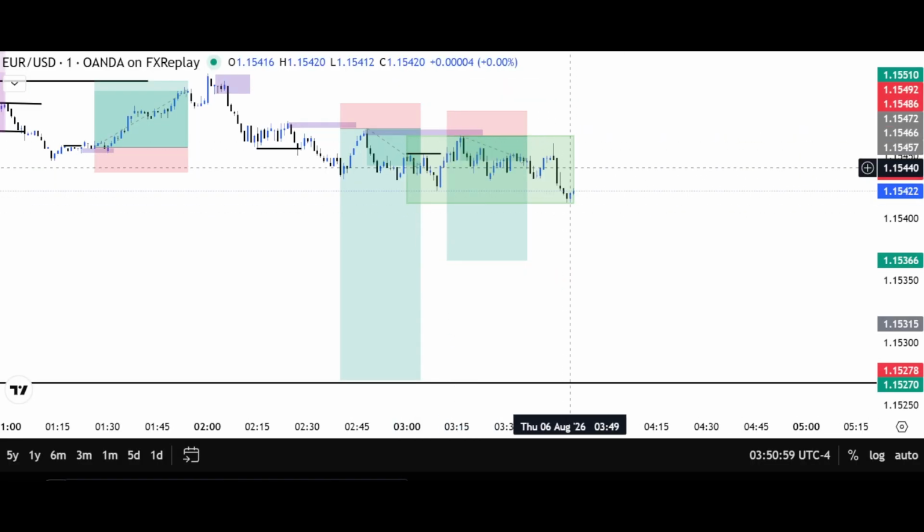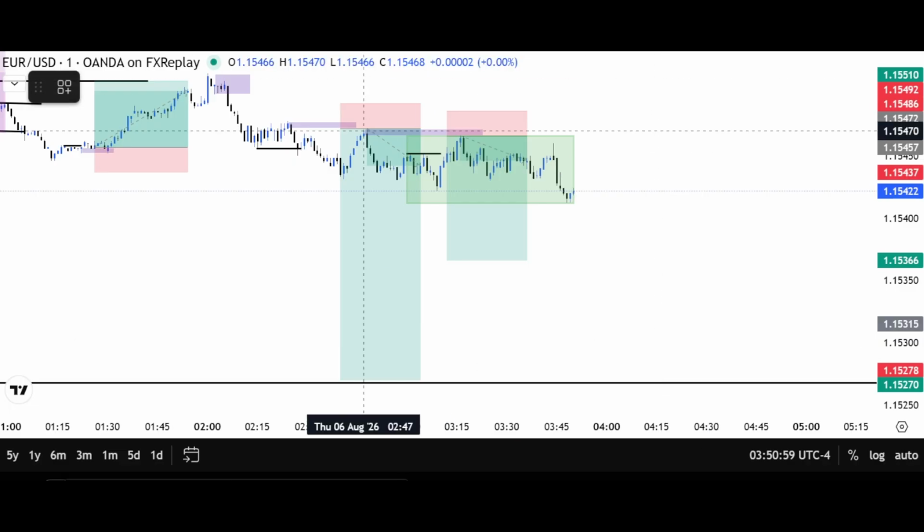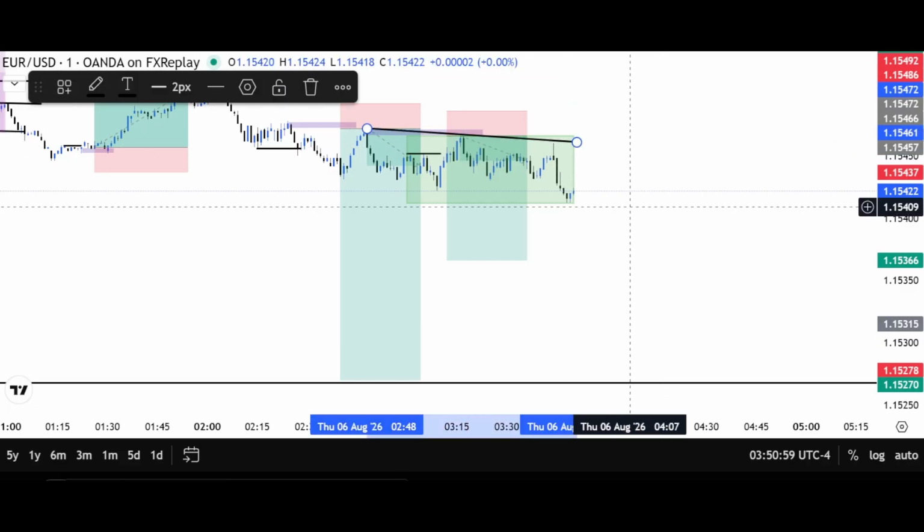We have another entry possibility, but as you can see, price has built-in liquidity. If we start from here till here, lots of liquidity.